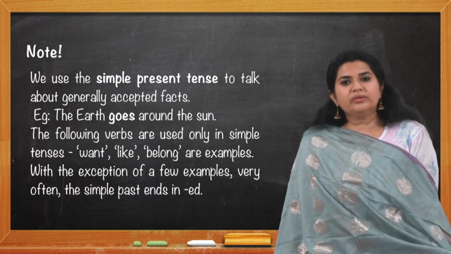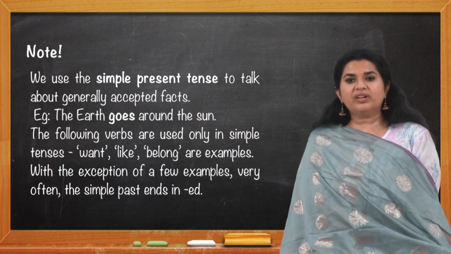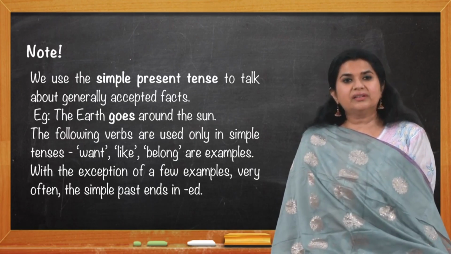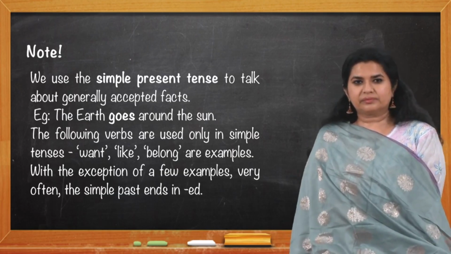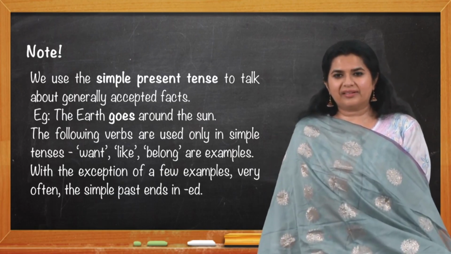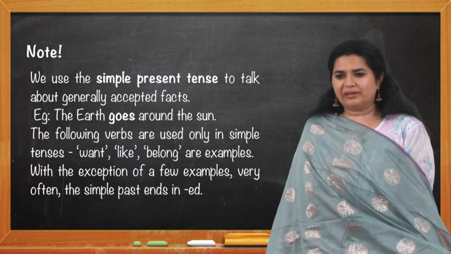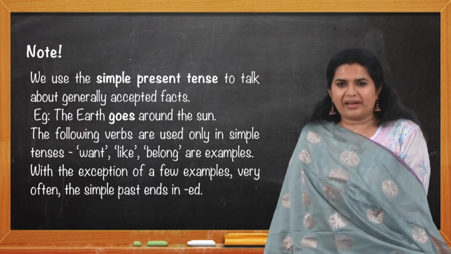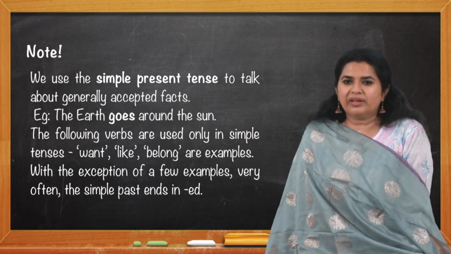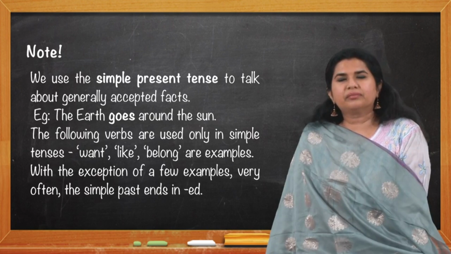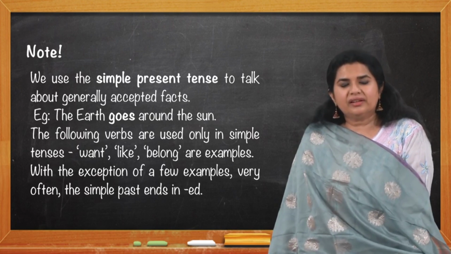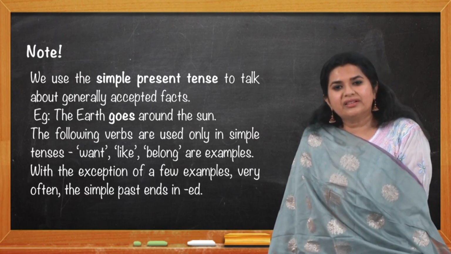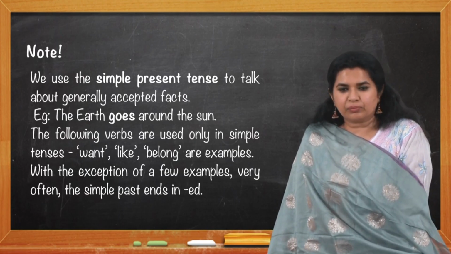Now, note, we use the simple present tense to talk about generally accepted facts. Example, the earth goes round the sun, the earth is round, this room is flat. Okay? I mean, at least the floor of this room is flat. So, this is an accepted fact. It is very hot today, or rather let us say Chennai is very hot all the time, all the year round. So, this is a generally accepted fact.